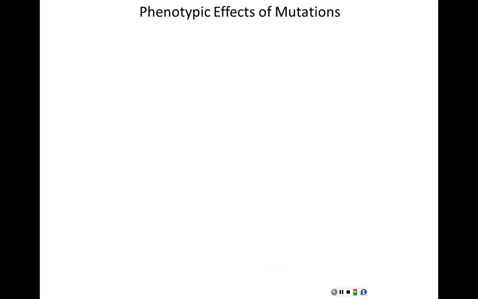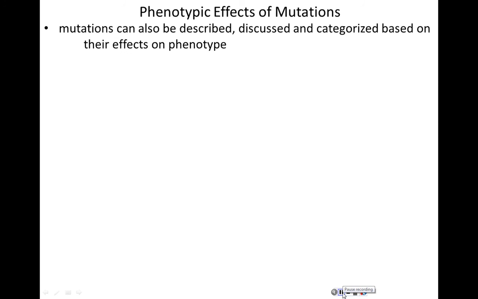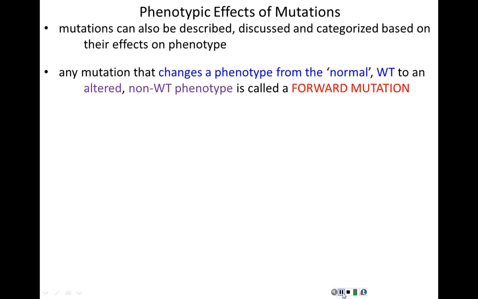So we've got a pretty good sense now, I hope, of the kinds of things that cause mutations, or at least the types of mutations that we can encounter, the different things that can happen to DNA. Let's talk now about what effects those mutations tend to have on the individual. Mutations can be described, discussed, and categorized based on what type of mutation they are, sure, but also based on the effects they have on the phenotype of the individual.